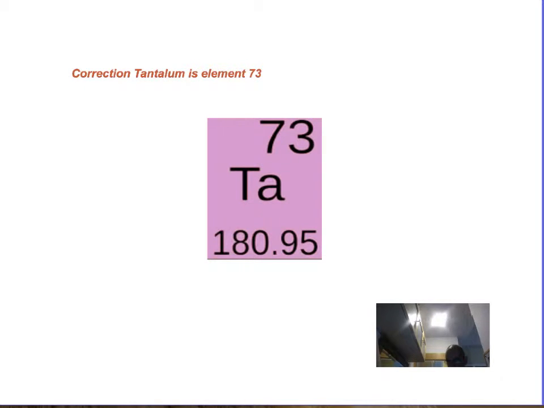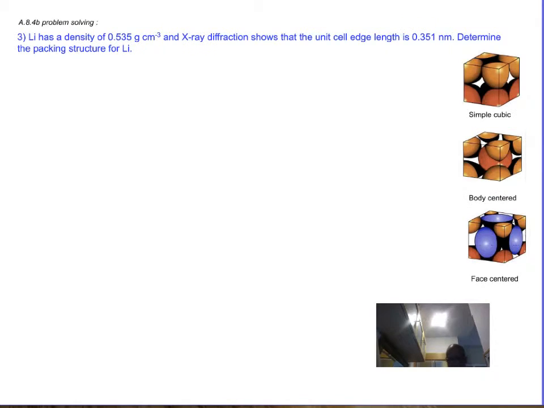Just a correction on the last slide. I kept saying tantalum is element number 79. It is rather atomic number 73, so that's my correction.